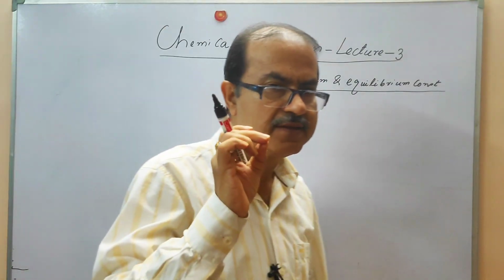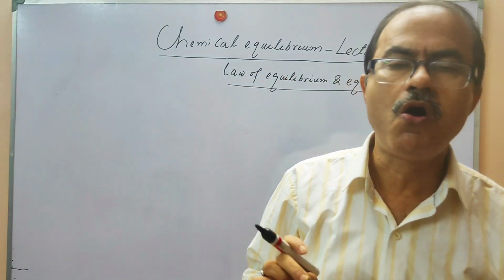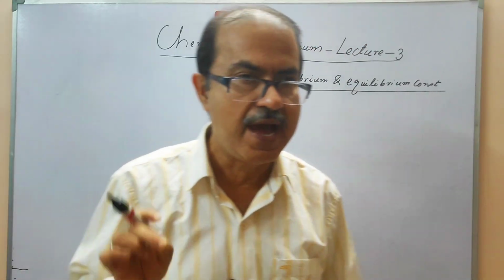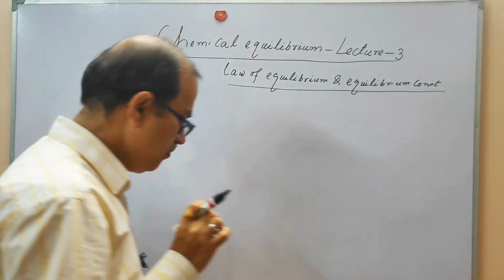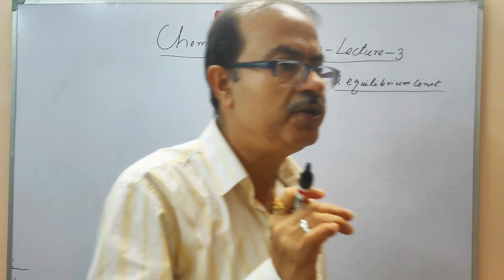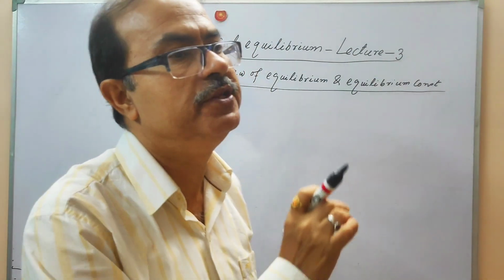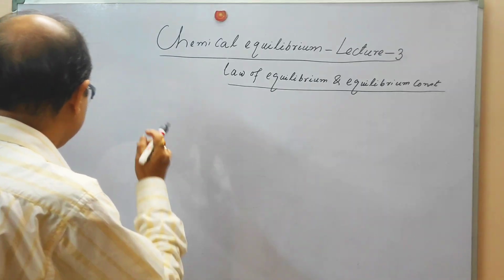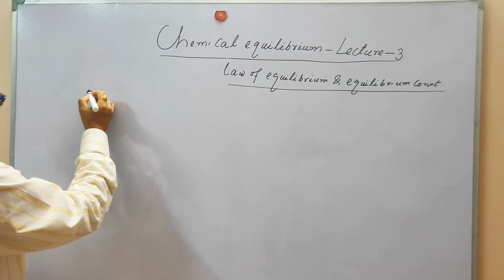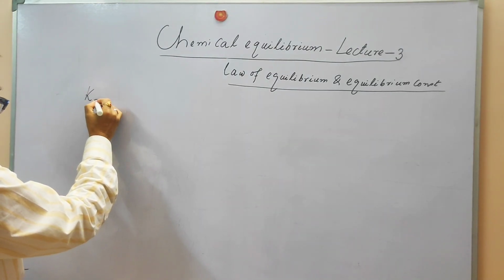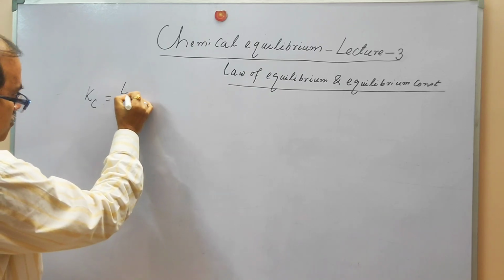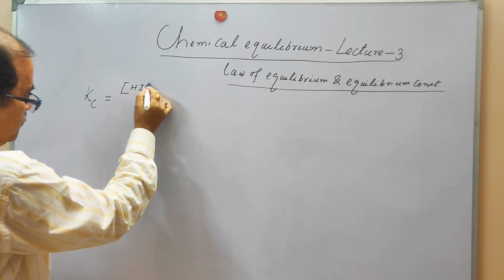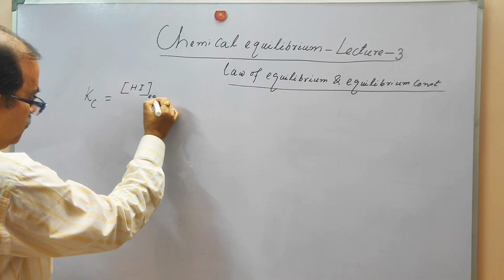Experiment, he has collected the data of the concentration of the reactant and product at the equilibrium. Now he has made permutation and combination of the expression of this equilibrium constant, and he put all those values in that expression. That is, the first expression he has taken is Kc equal to hydrogen iodide, the concentration of the hydrogen iodide at the equilibrium.